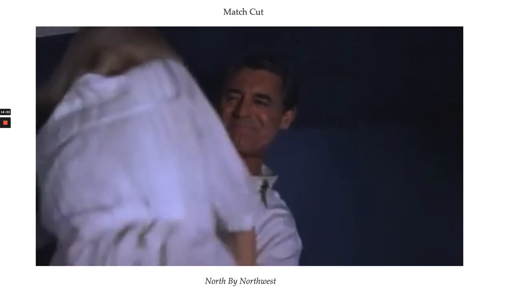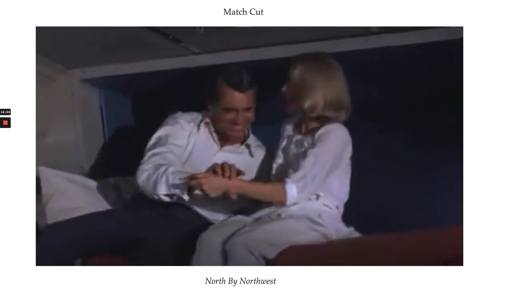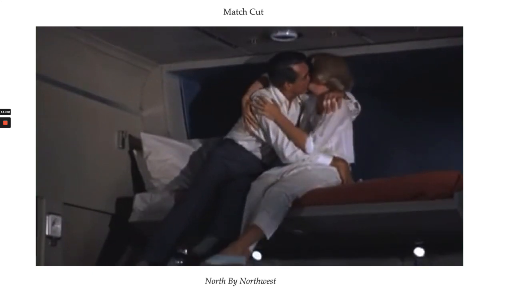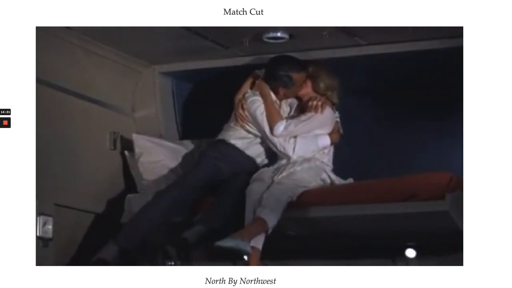Match cut. The same action, right? Now it's not the object like the hat with Indiana Jones. That's now the action of them pulling her up into a train.